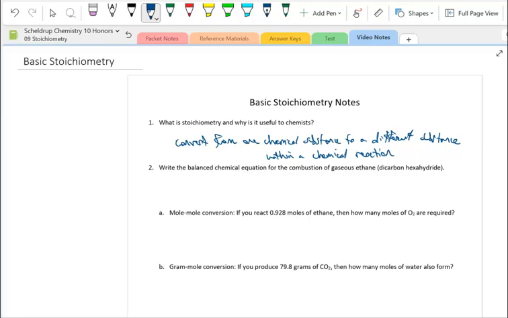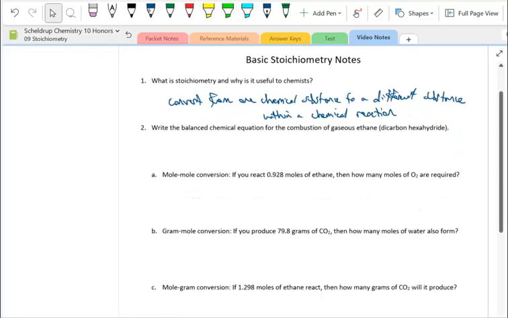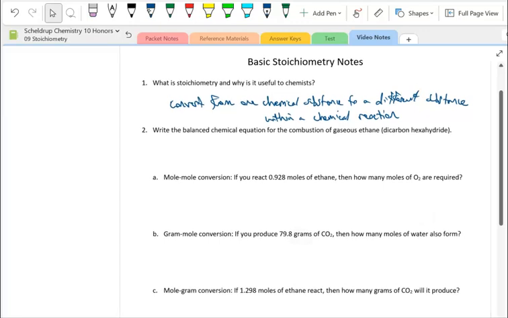Now, when you're talking about doing conversions and setting all these calculations up, the first step to every stoichiometry problem has to be a balanced chemical equation. So you're always starting with a balanced chemical equation. So this one says the combustion of gaseous ethane, which is dicarbon hexahydride. So carbon, di is C2, hexa is 6, so C2H6. It says it's a gas, so I'm going to put a little G in parentheses.